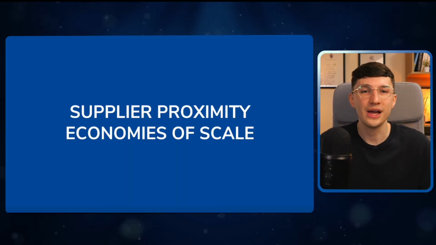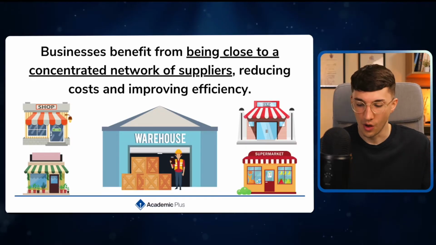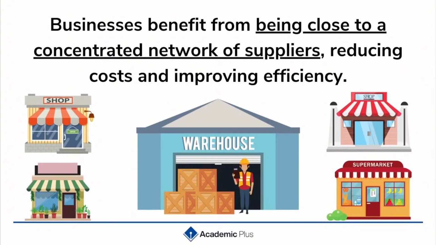The next method as well is our supplier proximity. All this means is how close you are located to your suppliers. So businesses will start to benefit from being closely located to suppliers because this can reduce their costs and improve efficiency. Because if you think about it, if the supplier doesn't have to transport the goods as far anymore, transportation expenses may reduce, delivery times may reduce. It's also easier to coordinate with your nearby suppliers, just once again to improve those response times.